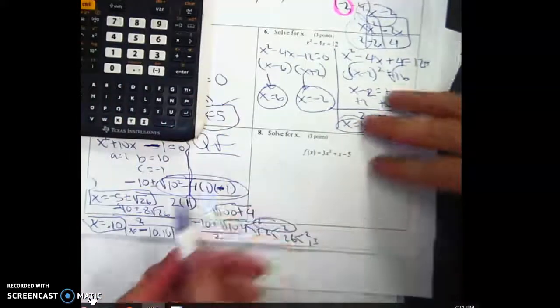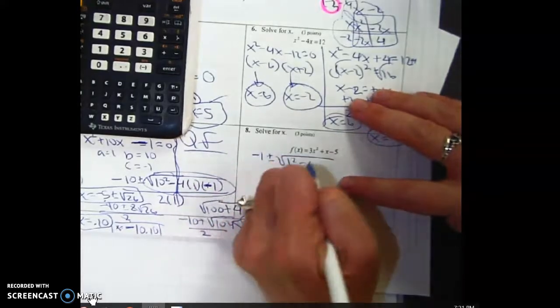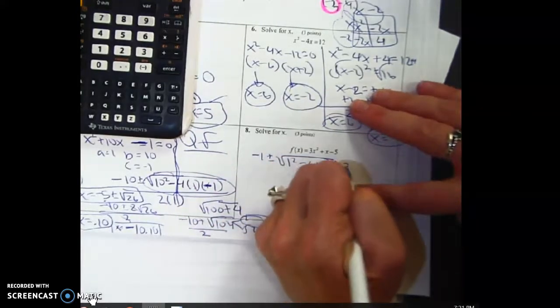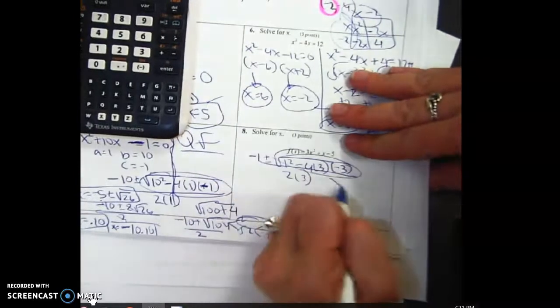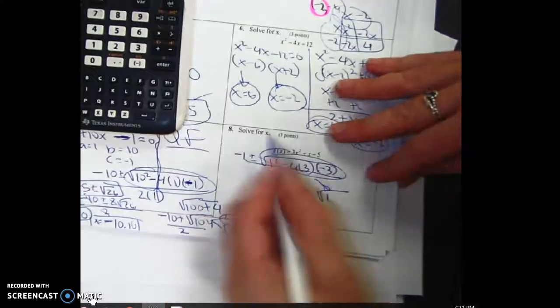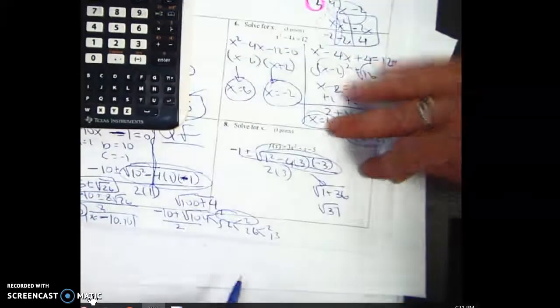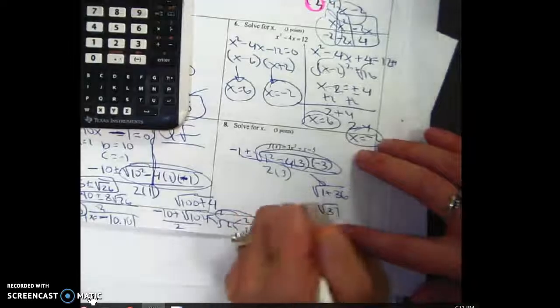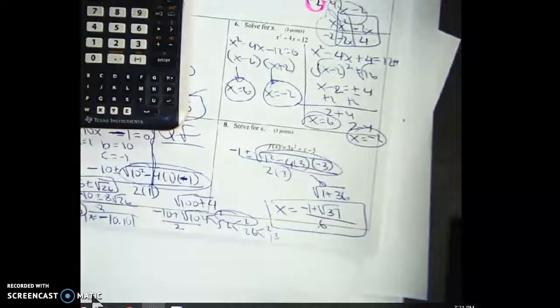I have no choice, but I have to solve this by the quadratic formula. Negative b plus or minus the square root of b squared minus 4 times a times c all over 2 times a. Take care of this first. The square root of 1, 4 times 3 is 12, times 3 is 36. So I get the square root of 37. There's nothing I can do with that. X equals negative 1 plus or minus that over 6. I can't simplify. Want to get bonus? Plug it into the calculator. That's your review.